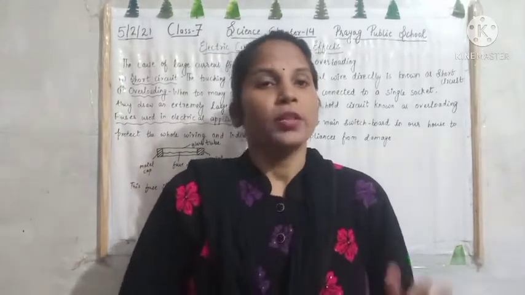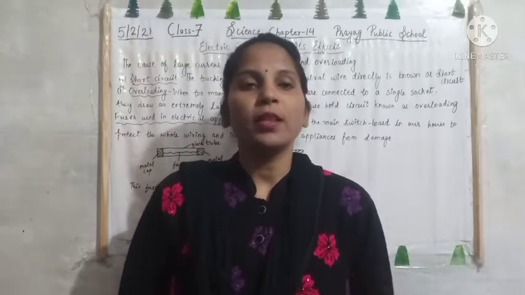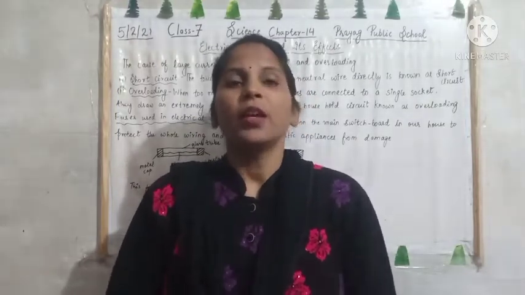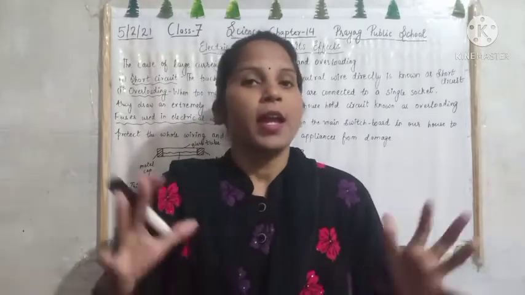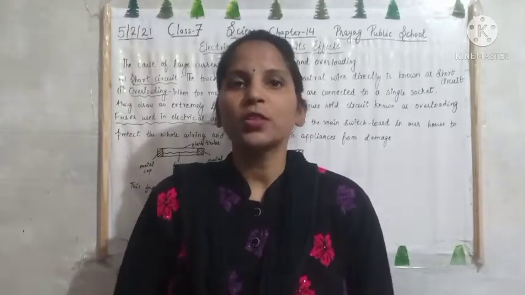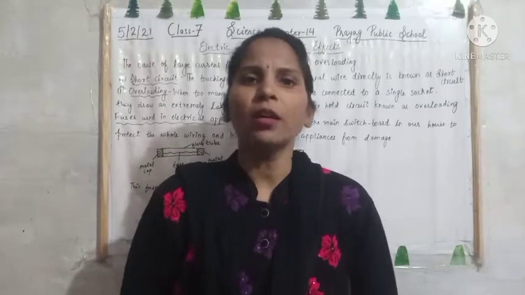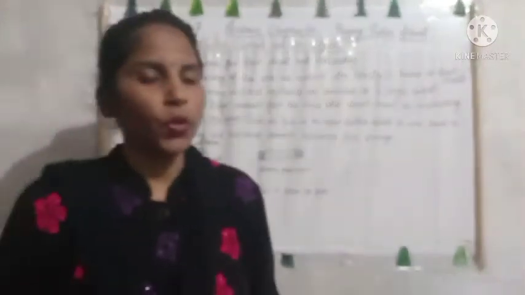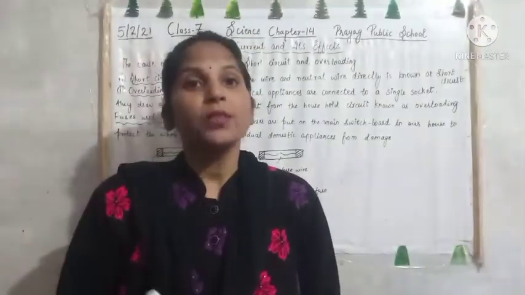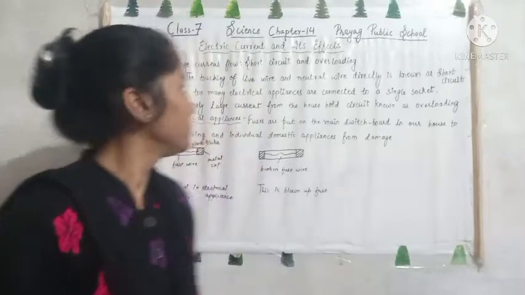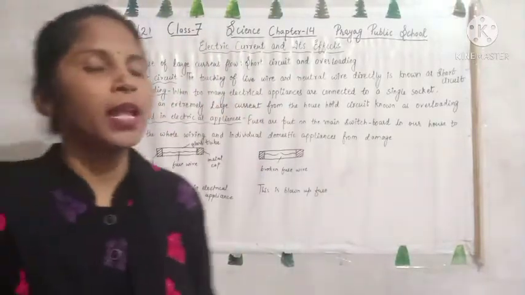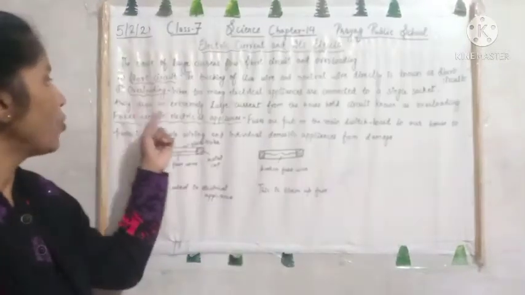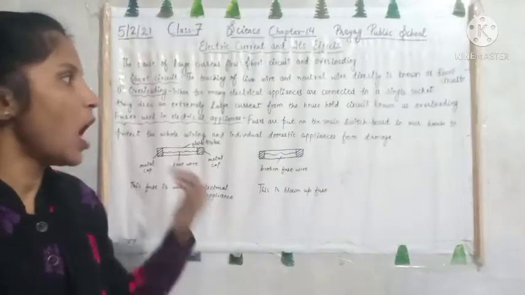So this is called short circuit, when the live wire comes in contact with the neutral wire, resulting in the damage of the electrical wiring of the house, shop or any particular area. Now the second one is overloading. Overloading means there is excessive loading. When too many electrical appliances are connected to a single socket, they draw an extremely large current from the household circuit, known as overloading.